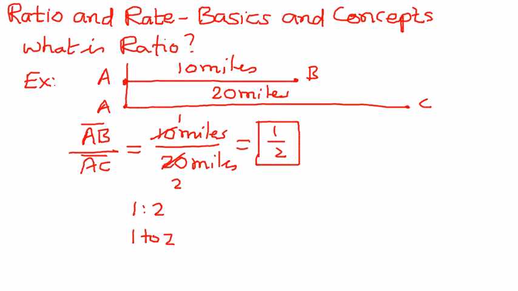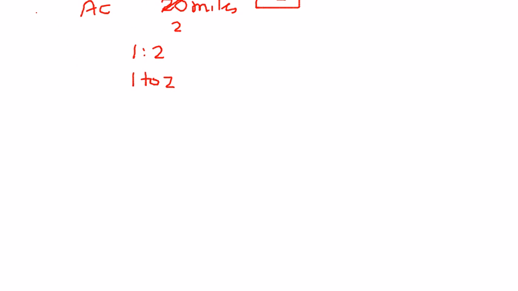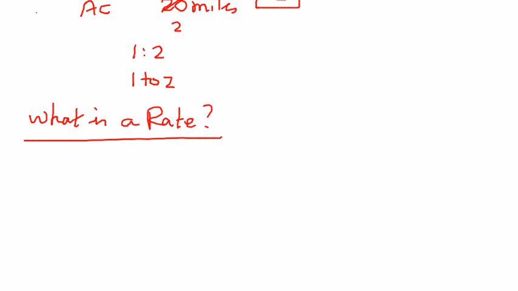So next, let us see what a rate is. So let's write that down here. What is a rate? A rate can be defined as follows. A rate is a comparison of two quantities with different units. Let me explain that with an example.